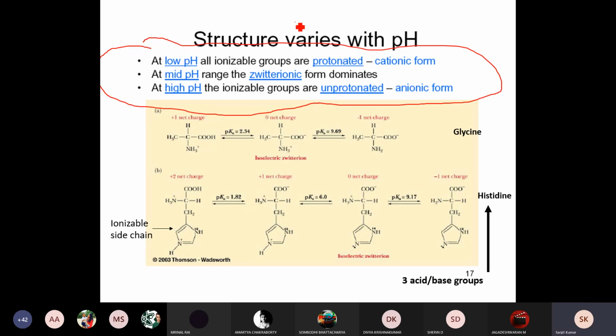Structure varies with the pH. At low pH, all ionizable groups are protonated, and that will be the cationic form. Always remember this in the case of amino acids. At mid pH, the zwitterion form is dominant, and at high pH, the ionizable groups are unprotonated, and it will be in anionic form.